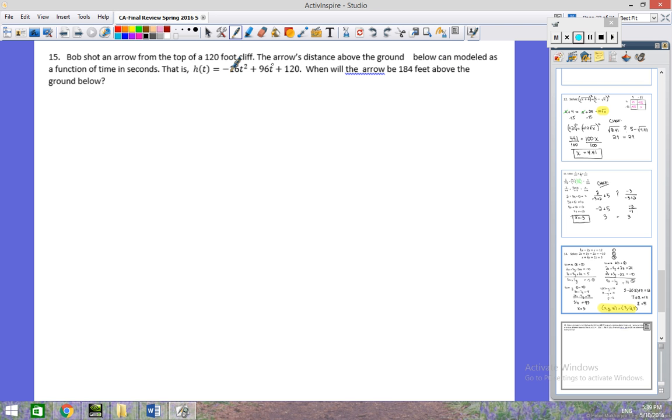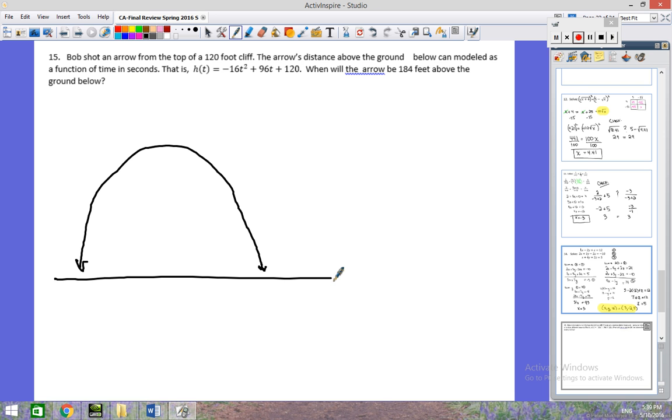Here's what I'm interested in, is this equation. Now this equation is a quadratic equation, because I can see the exponent 2. With a negative in front of that t squared, if I go to graph that, I know it would be a parabola that opens downward. Okay, so if this is the ground, what's going on is that we're shooting an arrow, and it's going up in the air, reaching a maximum height, and then turning around and coming down and hitting the ground.